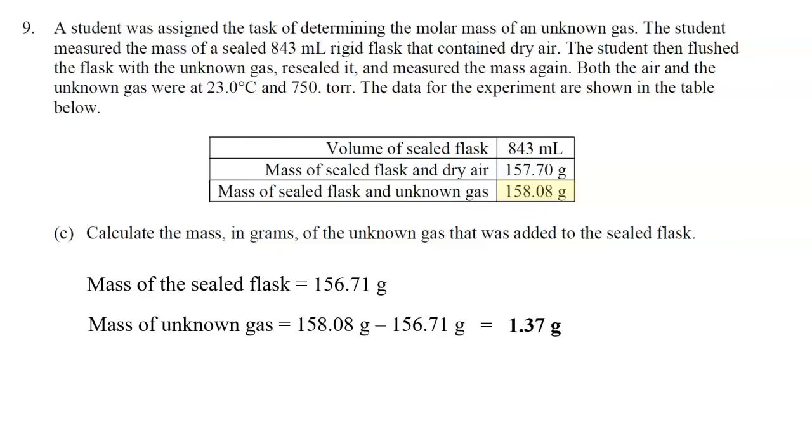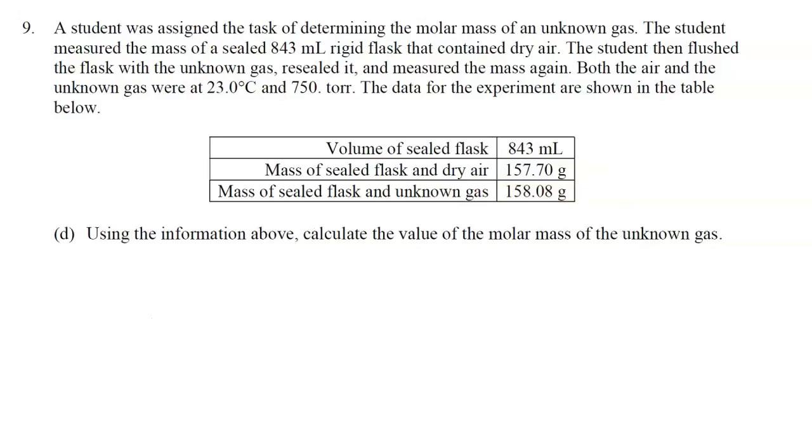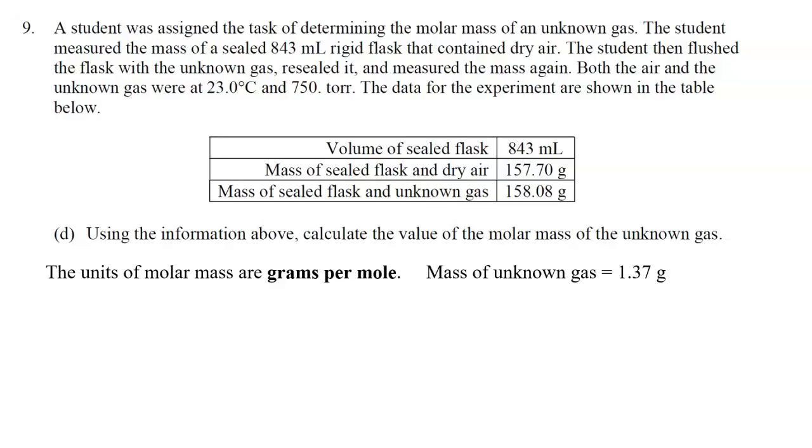Now, at the beginning of question 9, it said, a student was assigned the task of determining the molar mass of an unknown gas. So we're about to do that calculation in part D to determine the molar mass of the unknown gas. So in part D, it says, using the information above, calculate the value of the molar mass of the unknown gas. So the units of molar mass are grams per mole. In other words, grams divided by moles. In part C, we have already determined that the mass of the unknown gas is 1.37 grams.